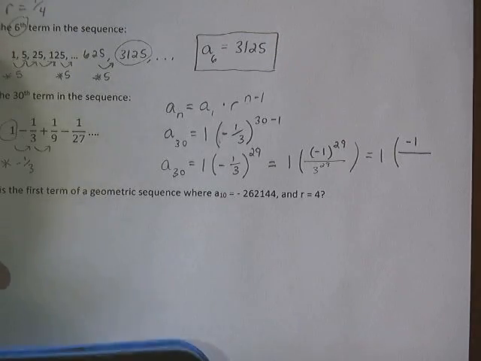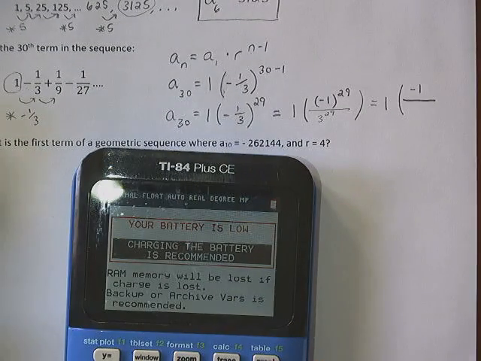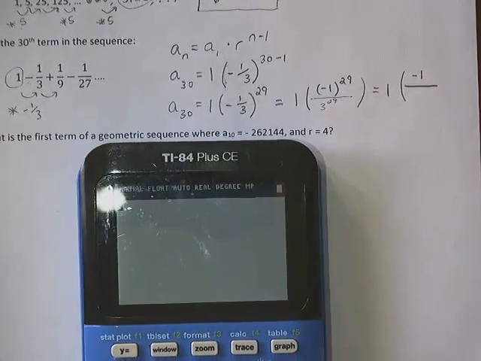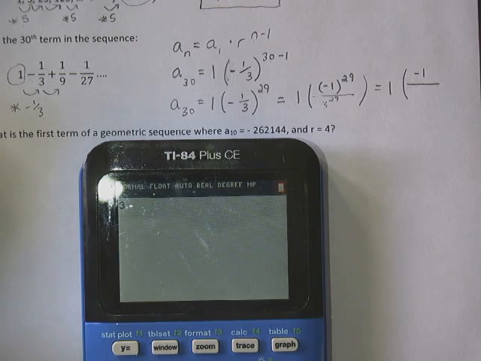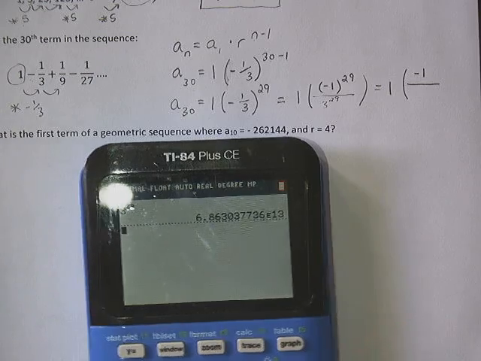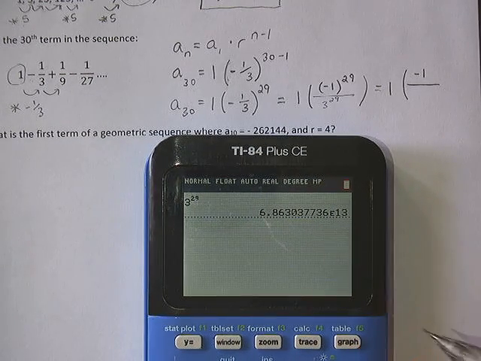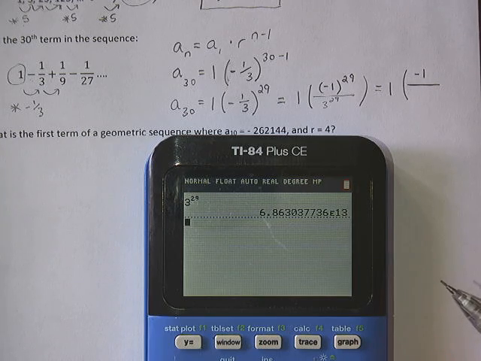I just want to show you something calculator-wise. All right? So, whoop, low battery. Gotta love the low battery. When I type in 3 to the 29th power in my calculator, I get 6.8630 E13. Remember, that is a form of scientific notation.